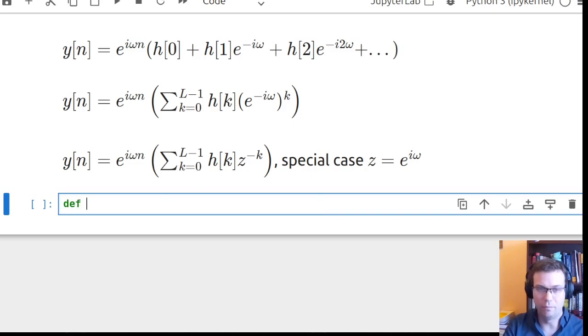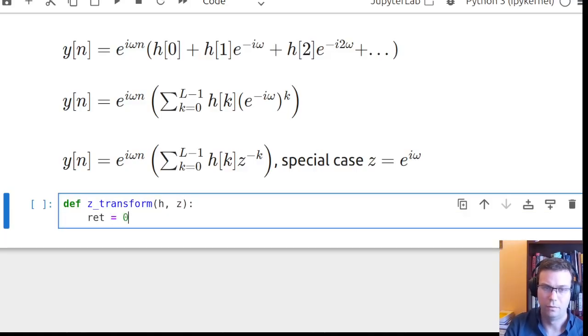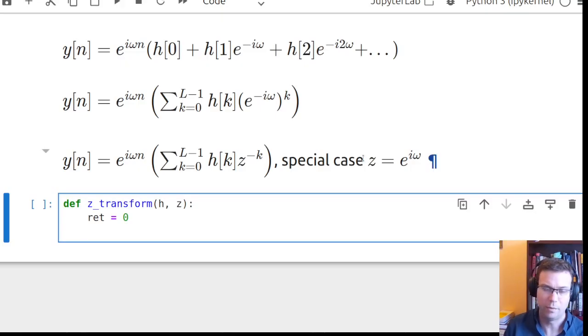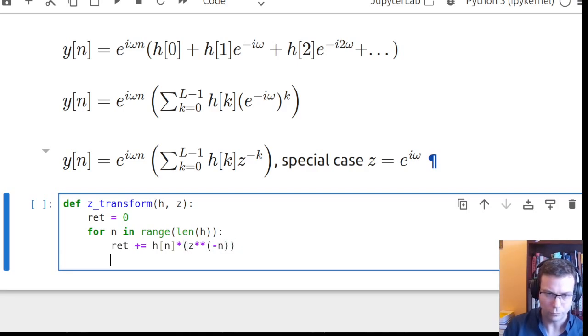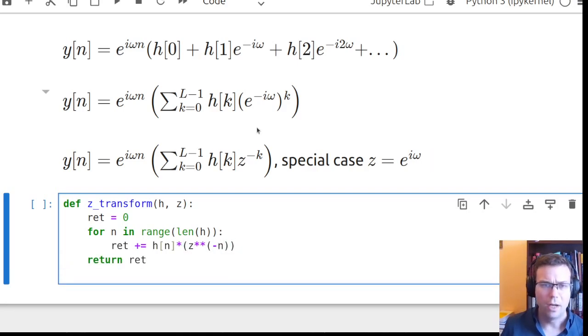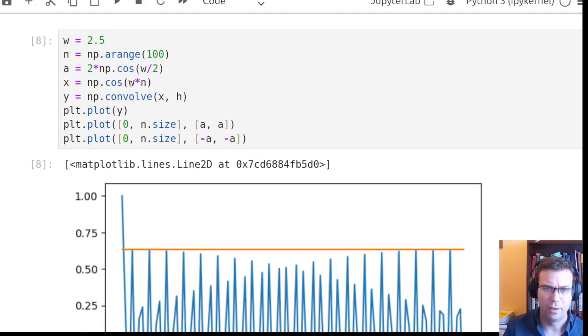Okay, so let me write some code to evaluate the z transform in general for any impulse response. So I'll say get my z transform, and I'll just define it right from the definition here. I'm trying to compute some complex number based on this expression. Let me loop through all the elements in the impulse response, and I'll accumulate: ret plus equals h of n times z raised to the negative n. And then I'll return that.